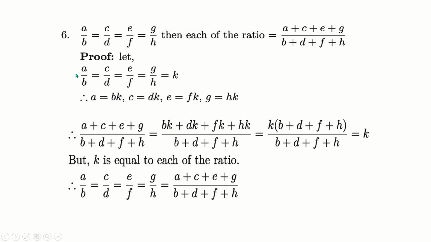That means this and this are the same. Clear? That means A by B equals this, or C by D equals this, or E by F equals this, or Z by H equals this. Clear? Okay.